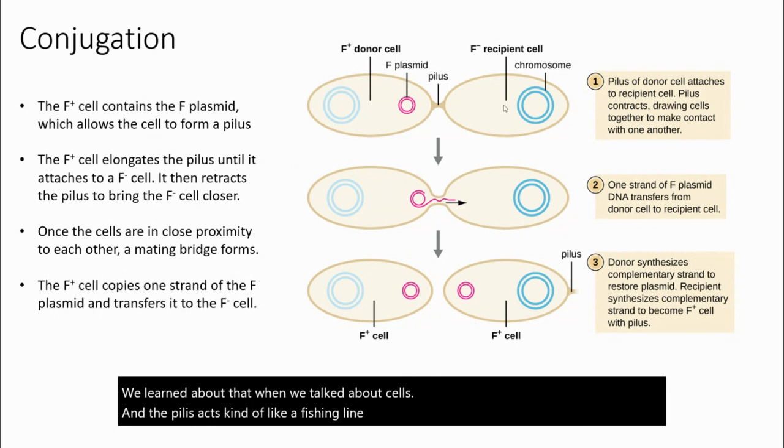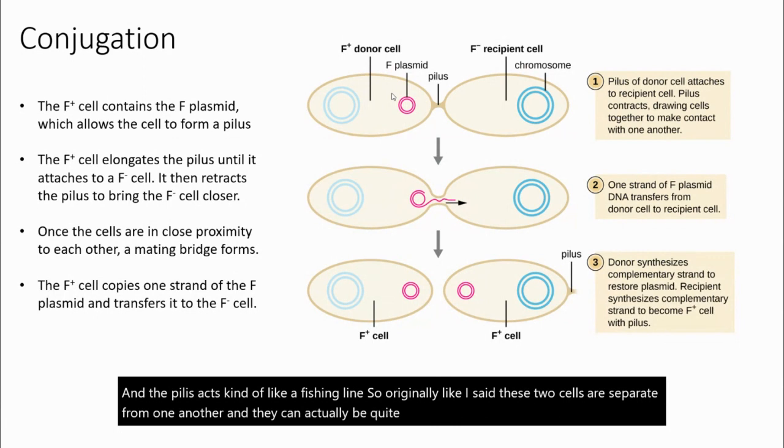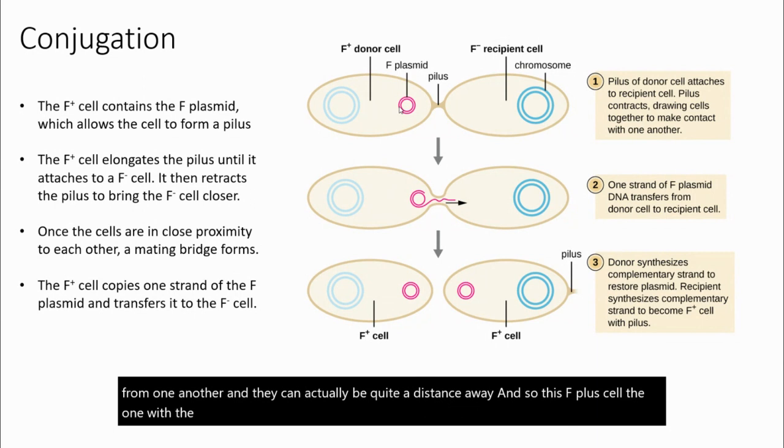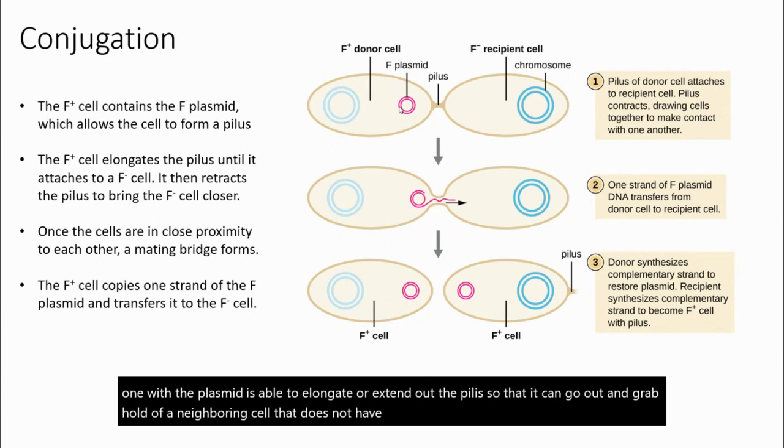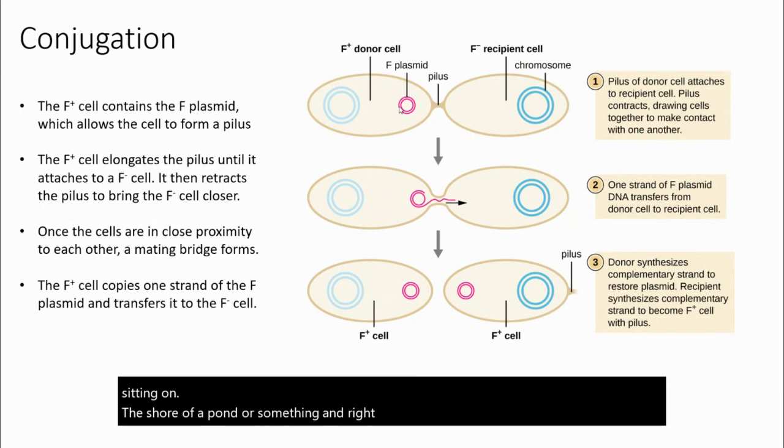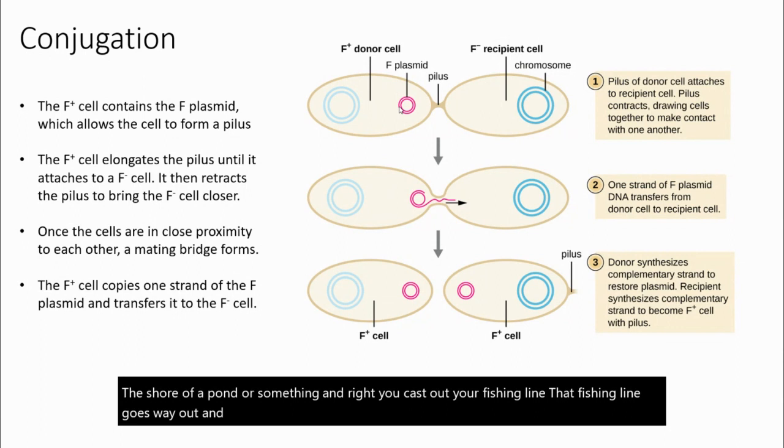Originally, like I said, these two cells are separate from one another, and they can actually be quite a distance away. This F plus cell, the one with the plasmid, is able to elongate or extend out the pilus so that it can go out and grab hold of a neighboring cell that does not have this plasmid. Imagine you're sitting on the shore of a pond, and you cast out your fishing line, that fishing line goes way out, and ideally it's going to hook onto a fish, right? In this case, the pilus is cast out and hooks onto another cell.